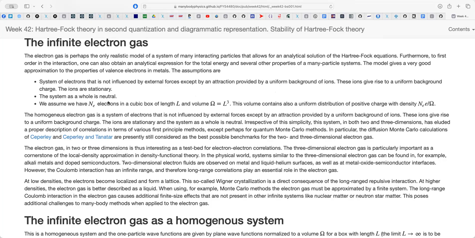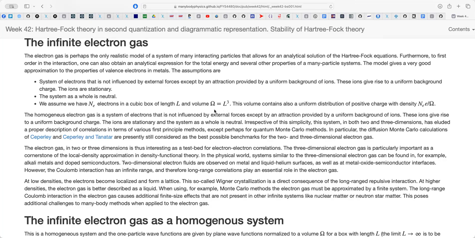So you can think of particles moving on top of some kind of uniform distribution of positive charge. And the system as a whole then is neutral because the charge from the ions balances the charge from the electrons. So the system is assumed to be neutral. And then you assume that you have a given number of electrons. This is the way you started. And then you let this number of electrons go to infinity. And this is typically set up in a box of a given volume.